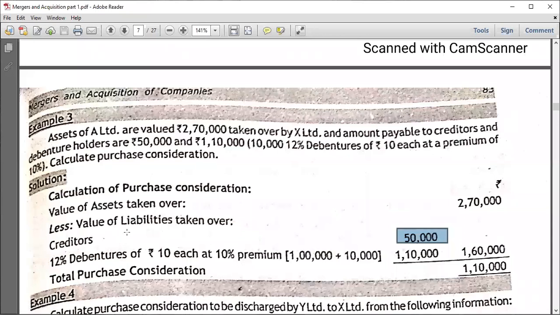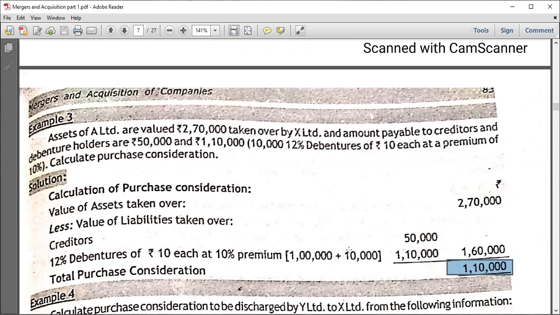Now, the value of assets they have given is 2,70,000 and liabilities, creditors 50,000. 12% debentures of rupees 10 each at 10% premium. They've already given the value, you don't have to calculate. It will be 1,10,000. So if you add 50,000 plus 1,10,000, it will be 1,60,000. So 2,70,000 minus 1,60,000, the total PC will be how much? 1,10,000. See here, the discharge or mode of payment is not given, so we'll stop here only. The total purchase consideration is 1,10,000, which can be asked for 2 marks.